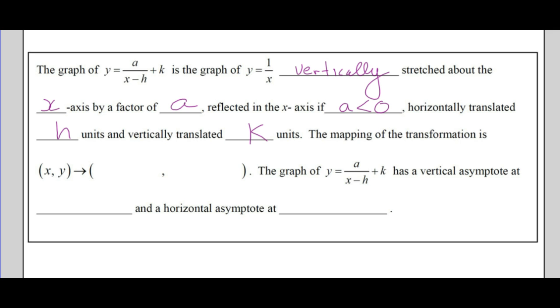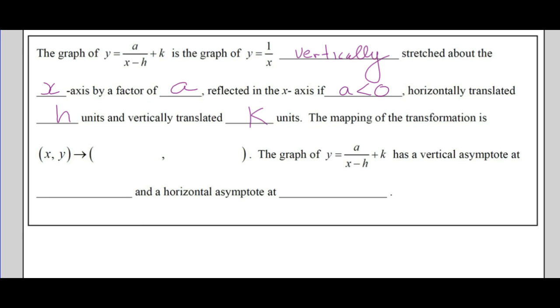Okay, and we'll deal with h and k's whether they're plus or minus. We've done that a million times now, right? Nobody's looking at x minus 4 and thinking left 4. You are, however, looking at negative x minus 4 and thinking right 4 when you should be thinking left 4. But that's for another day. The mapping of the transformation is x. Okay, so what's going on horizontally?